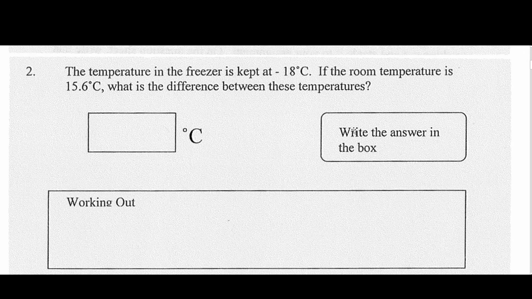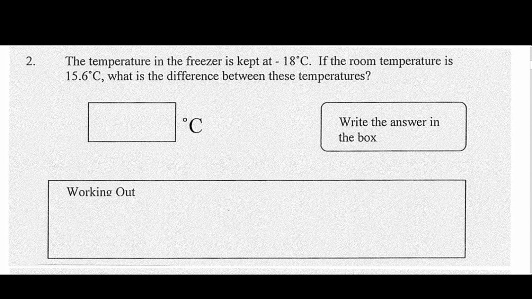The next question, number 2. The temperature in a freezer is kept at negative 18 degrees Celsius. If the room temperature is 15.6 degrees, what is the difference between these temperatures? All right, so let's use our working out space. So negative 18 degrees Celsius, and the room temperature is 15.6 degrees Celsius.